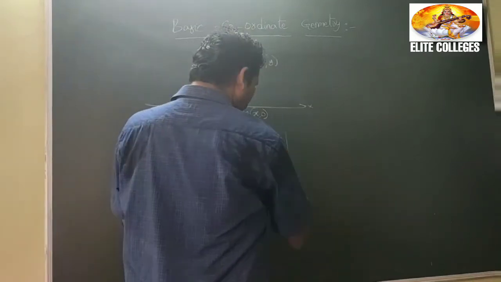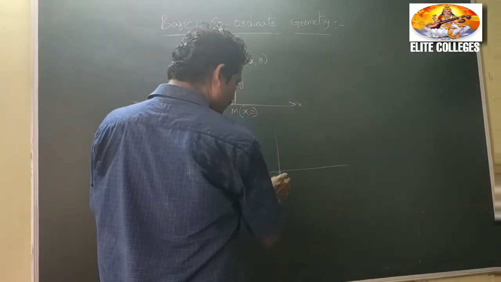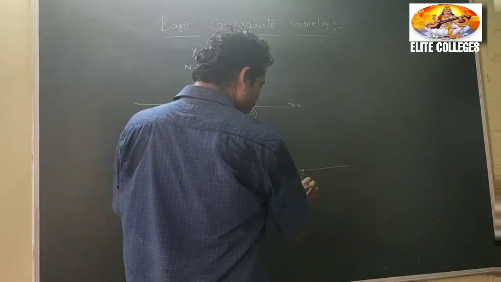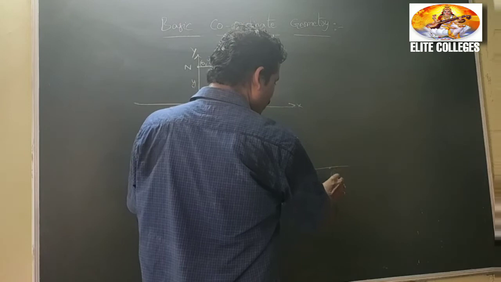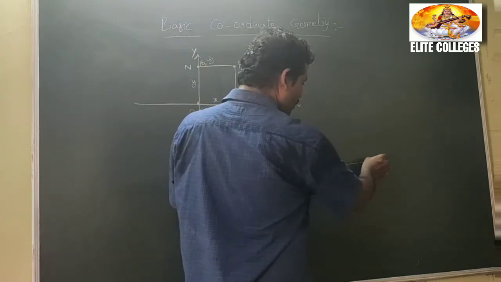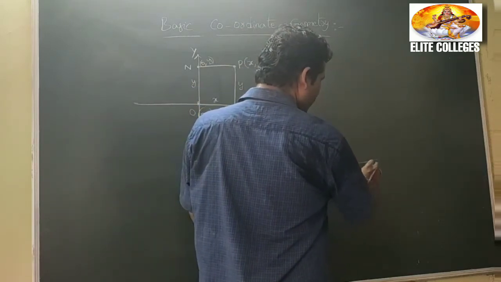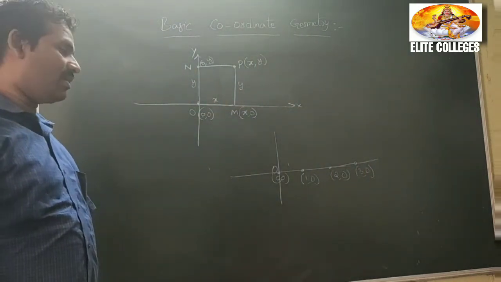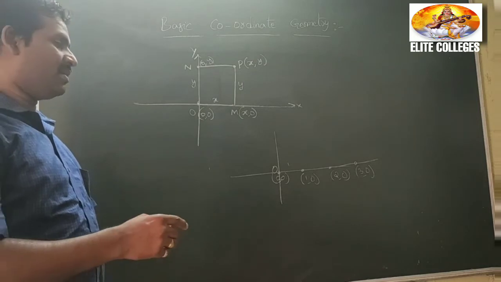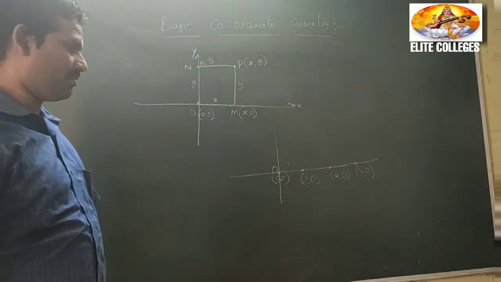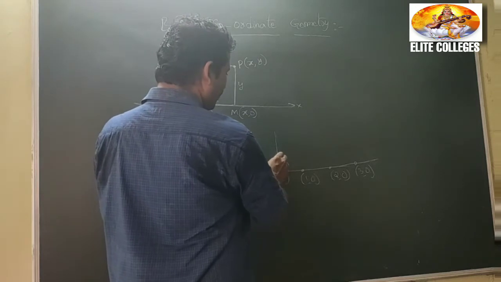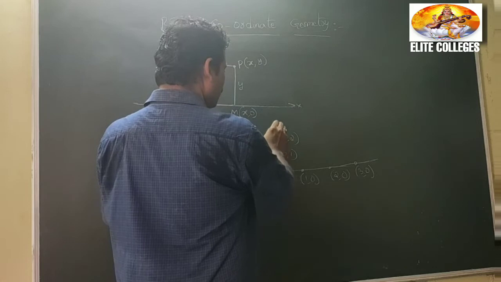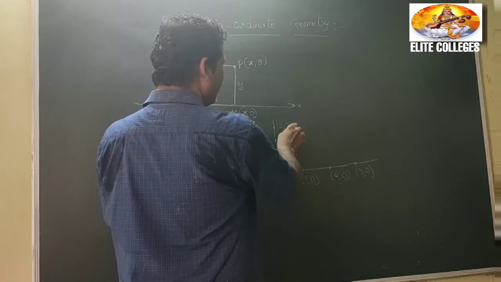That means the points on the x-axis are like this one. This is the origin, 0. At 1 unit distance, 1 comma 0. At 2 units distance, 2 comma 0. At 3 units distance, 3 comma 0. Like that. The points on the x-axis are of the form 1 comma 0, 2 comma 0, 3 comma 0, 4 comma 0, and so on. Similarly, the points on the y-axis are 0 comma 1, 0 comma 2, 0 comma 3, and so on.